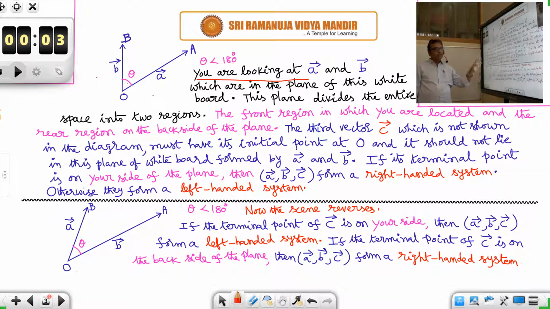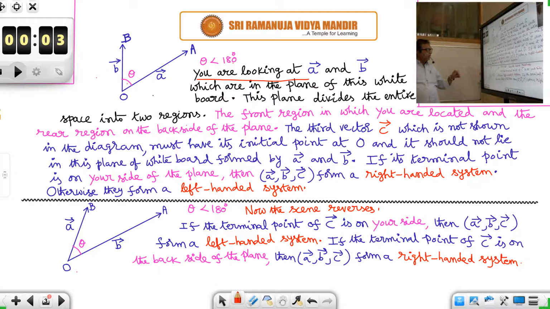For coplanar vectors, there is no right-handed system, no left-handed system. For non-coplanar vectors only, right-handed system and left-handed system. Therefore, C bar must not be in this plane. It should not lie in this plane of the white board formed by A bar and B bar, if its initial point is at O only.